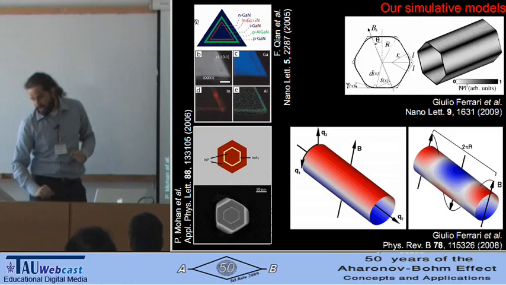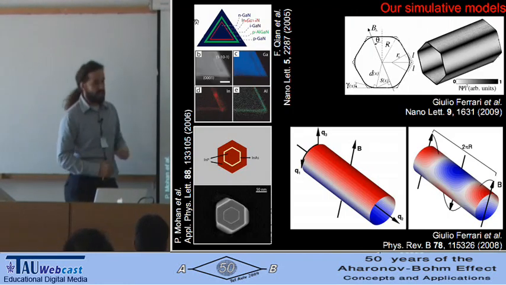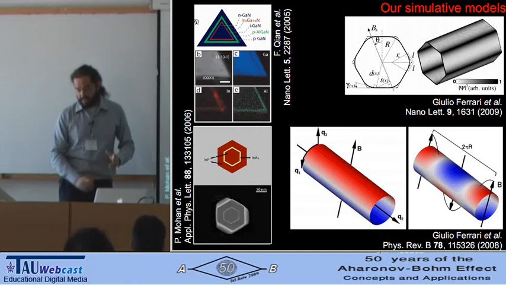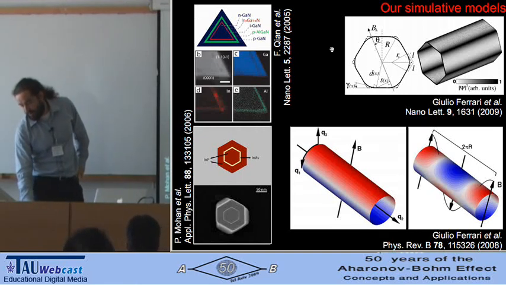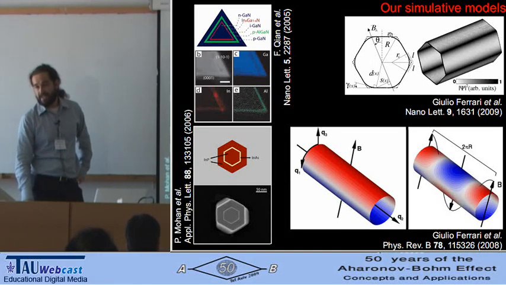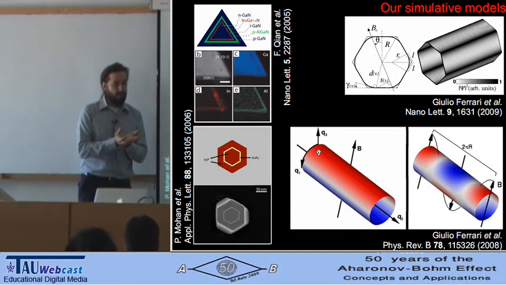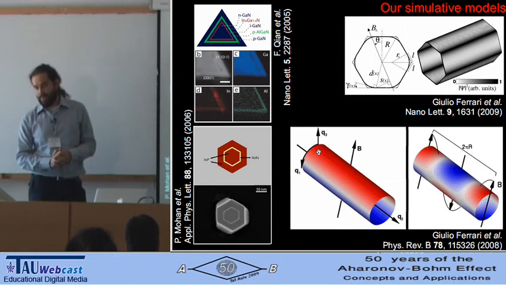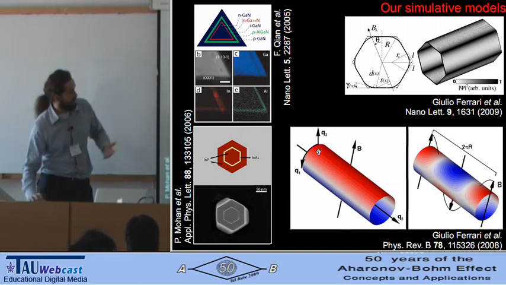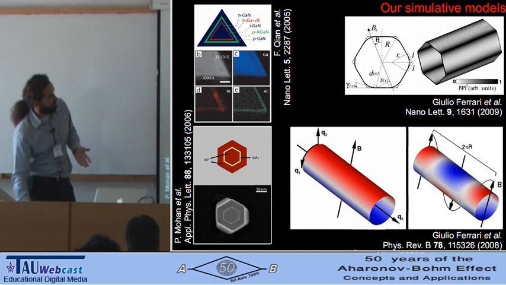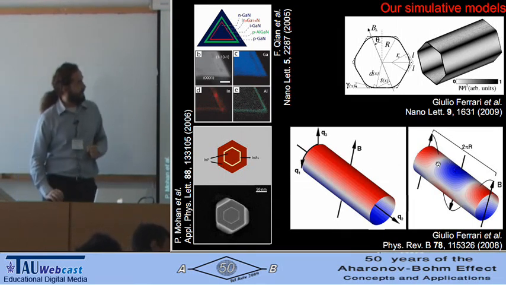So, okay, here are other examples of the same system. And here are two of our models. We have made a model for the prismatic core-shell nanowires. But what I want to present to you today is something simpler, a cylindrical model, but that allows us to apply a magnetic field, a homogeneous magnetic field, but also a modulated magnetic field like this.